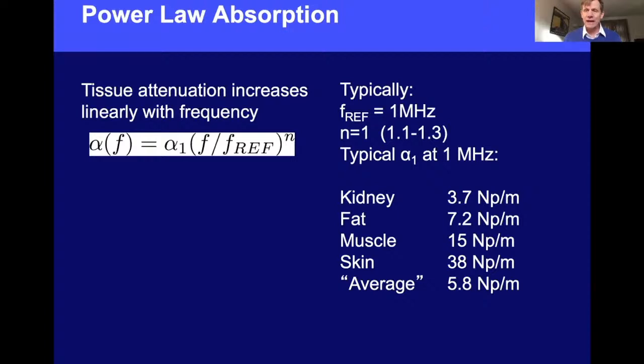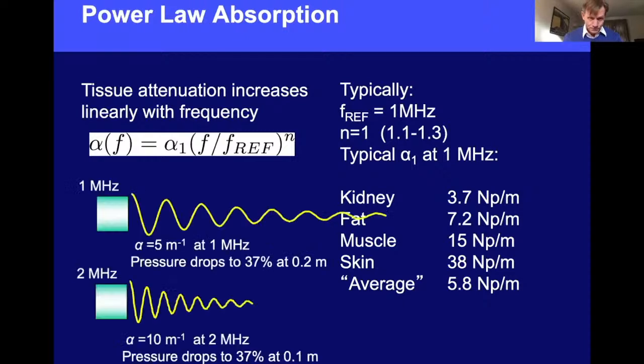And a typical average value, if you look over most soft tissues, is about 5.8 nepers per meter for absorption. What that means is that as you go higher in frequency, the signal will decay more quickly. If you go back to the case I showed on the previous slide, 1 megahertz with an absorption coefficient of 5 inverse meters, it dropped in 20 centimeters to 37%. If you increase to 2 megahertz, then alpha will double, and so now the pressure will drop to that 37% in just 10 centimeters.